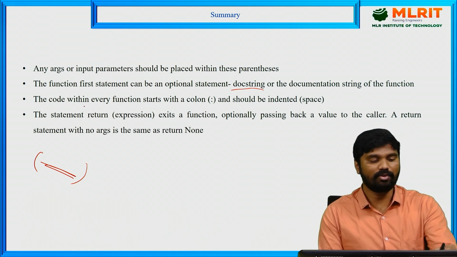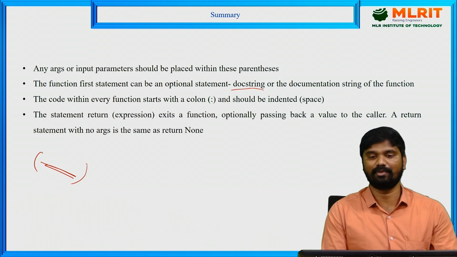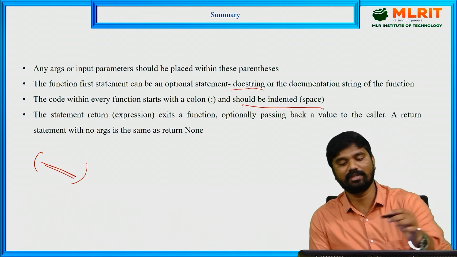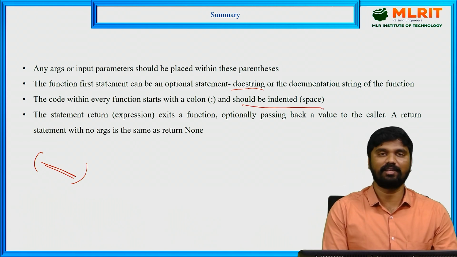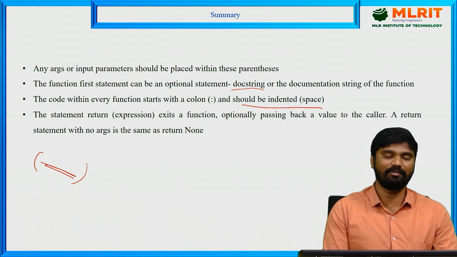Next, the code within every function starts with a colon and should be indented. That is important. You must represent the space, which we call indentation. By default, the indentation is 4 space characters. Already we discussed indentation in the control statements.